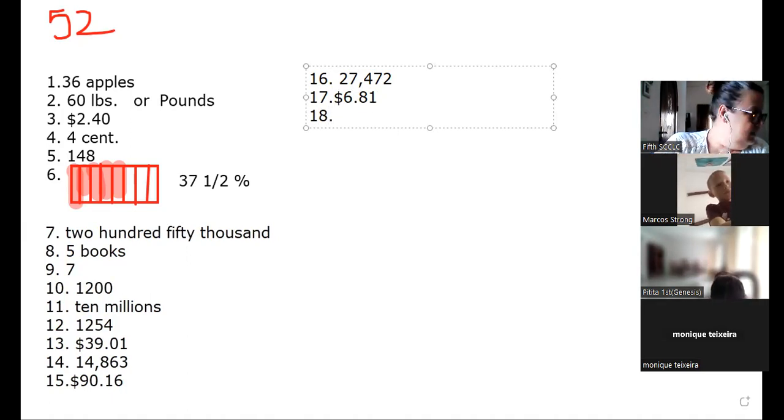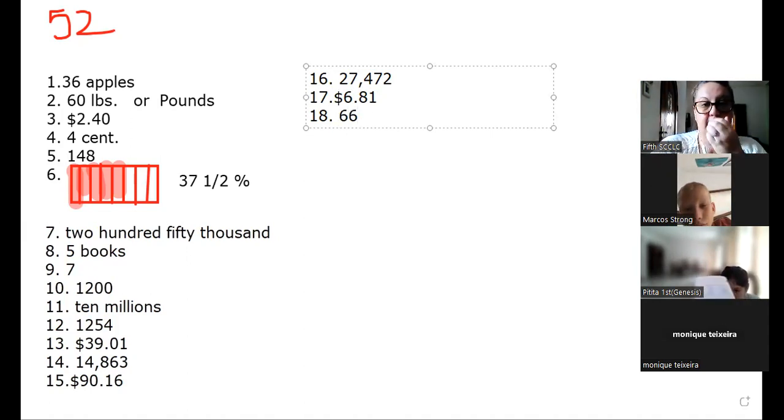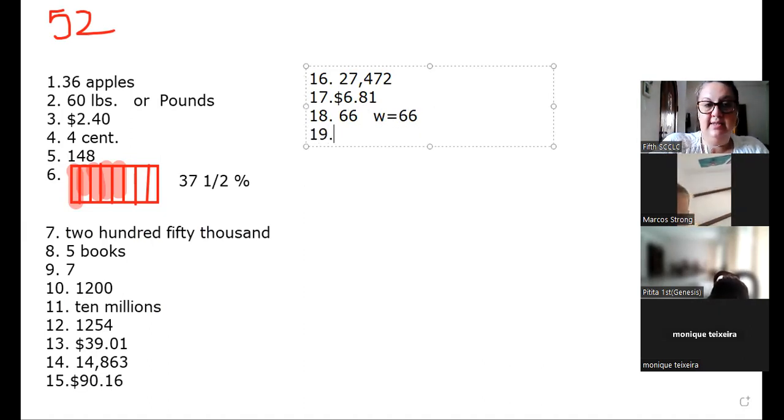18 is 29,000 or 22,975, but you needed to find W. So you were finding 66. Okay, 66 was the missing number. So you could have 66 or you could have W equals 66. If you just wrote out the equation on 18 and you had 66 in your equation, that's fine too. If you had 3,041 minus 66 equals 2,975, that's fine.